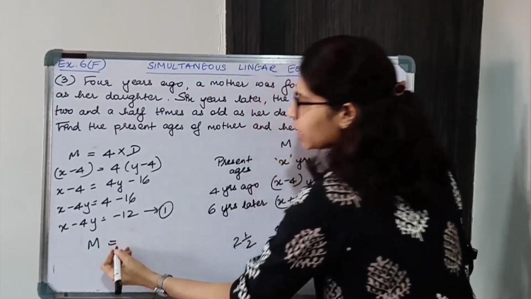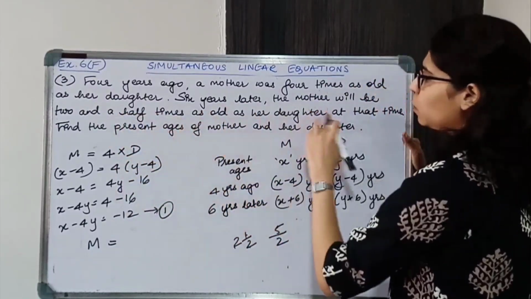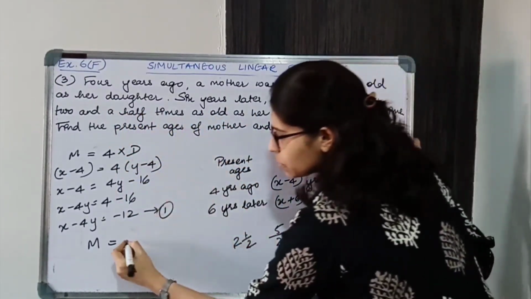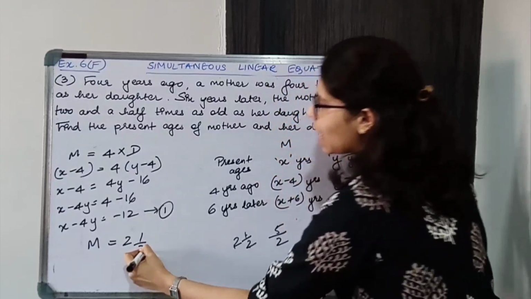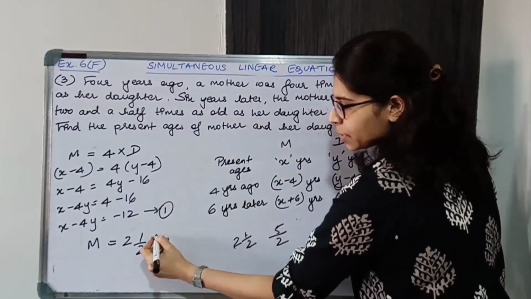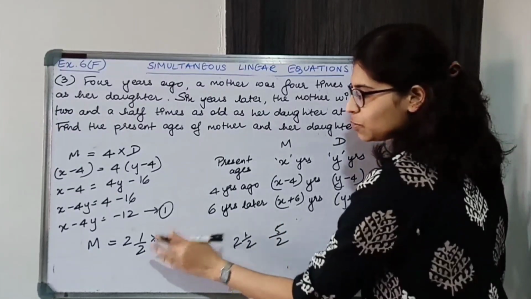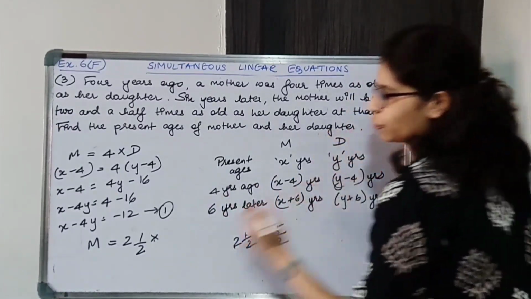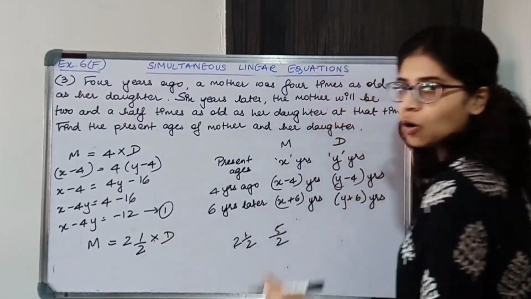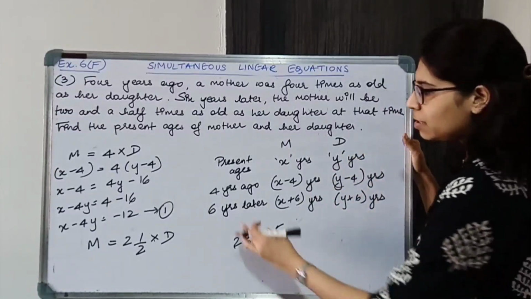So mother's age will be 2.5 times as old as her daughter. So 2.5 times is said, so into, okay, times means into the age of her daughter at that time. Now what will be the age of mother 6 years later?